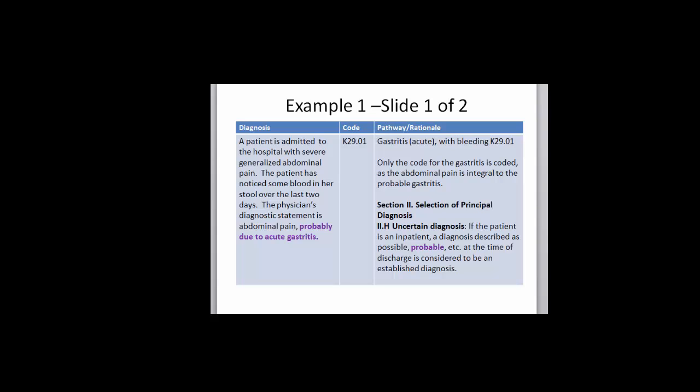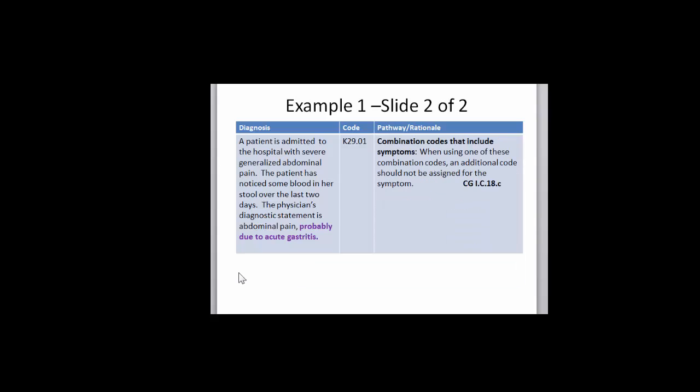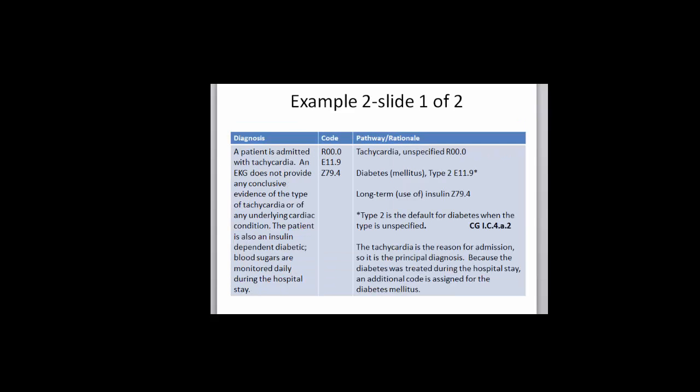So that's an example of uncertain diagnosis in Section 2 of your coding guidelines. When you have terms such as suspected, possible, probable, those type of things, you can code the diagnosis as though it's been confirmed. And there's also combination codes like K29.01 that uses the bleeding as part of the code. So whenever that combination code includes your symptoms, then you don't need to code that symptom, in this case the bleeding or the pain.